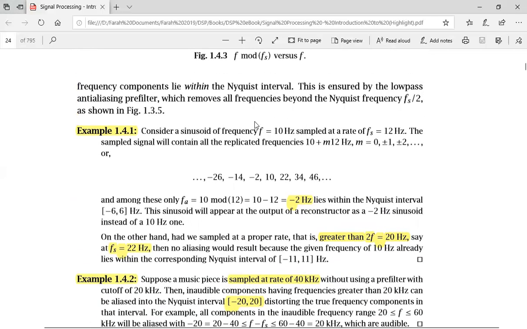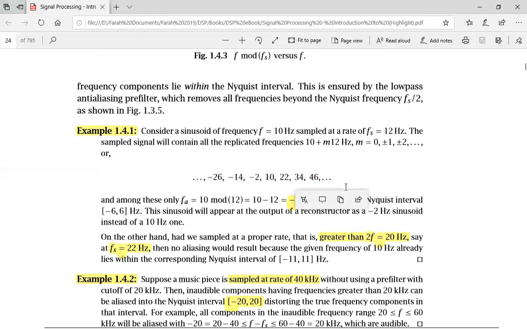For example, your sinusoidal frequency f is 10 hertz. And what is the case here? You have a sampling frequency of 12 hertz. It means your sampling frequency is not sufficient for this 10 hertz f. And the replicated frequency would be f plus minus m fs, which would consist of this set of frequencies.